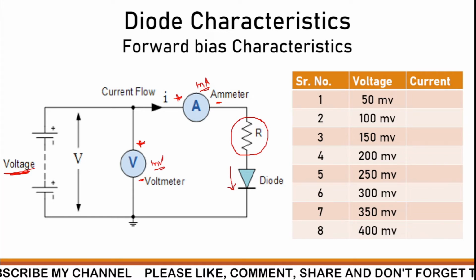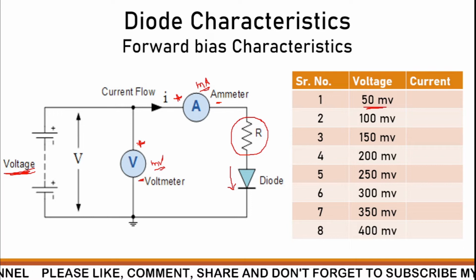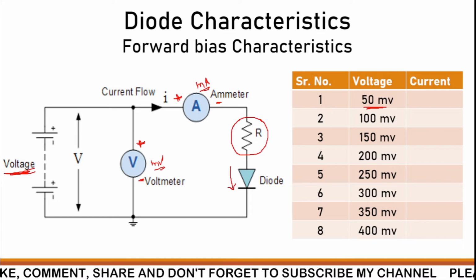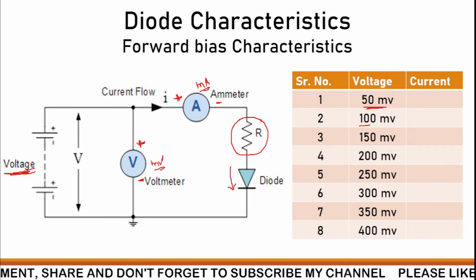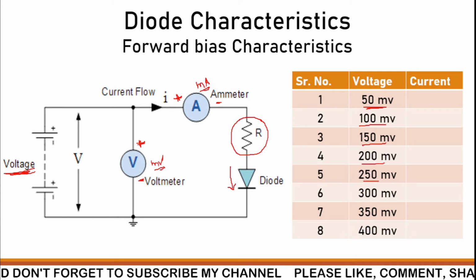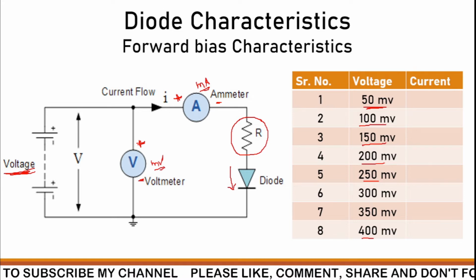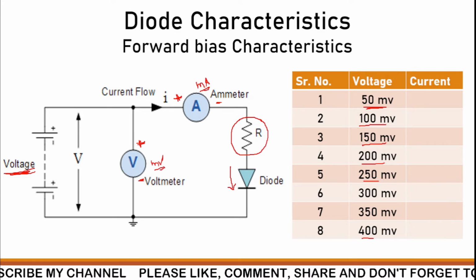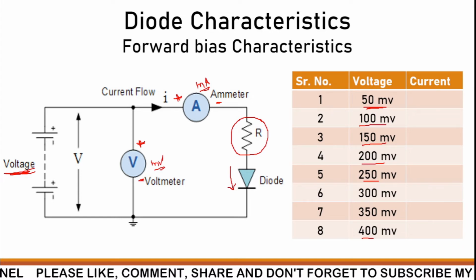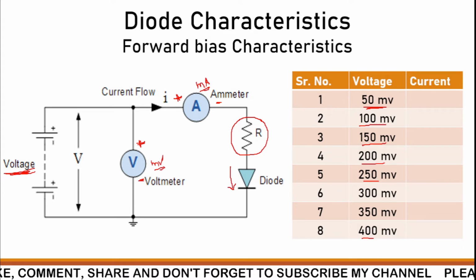When performing the practical, we are going to vary the voltage in steps of 50 millivolts. The first reading will be at 50 millivolts. Then we are going to observe the current on the current meter and write it here. Then in steps of 50: 100 millivolts, then 150, 200, 250, up to 400, or the maximum limit of the power supply that we are using. We are going to measure the current for each, and then draw the graph of this characteristic. So let's look at it live.